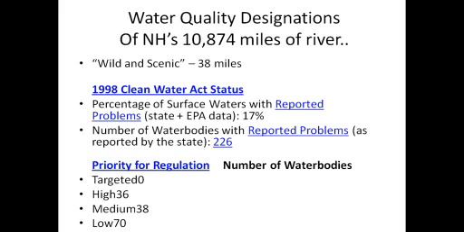And so New Hampshire has a lot of beautiful rivers. We have 38 miles of designated wild and scenic rivers, so rivers that aren't impaired at all. About 17% of our surface waters have a reported problem, so we're not out of the woods yet. The 17% means approximately 226 bodies that have reported problems, and about 36 of those are high priority for action.